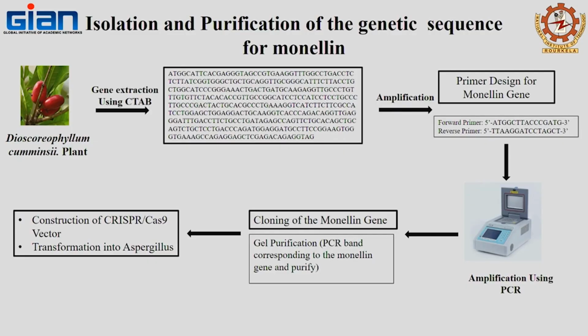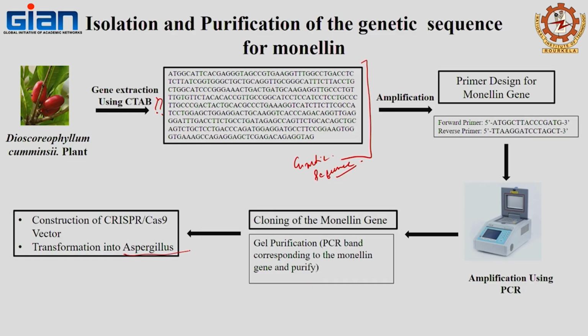So we have selected the specific species for the isolation of the gene, and this is the genetic sequence for the same. We have used the CTAB method for isolation of the gene, and after identification of the gene we went for amplification, and the primer design is also needed. So the forward primer and reverse primer are given in this slide, and after that we will be amplifying and cloning the monellin gene into the particular organism.